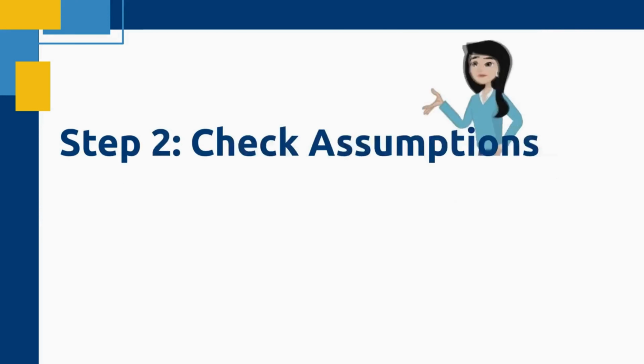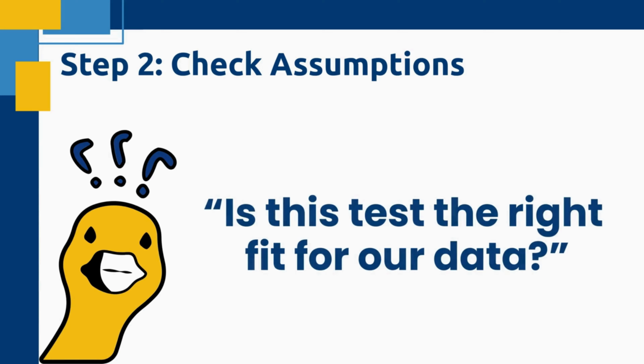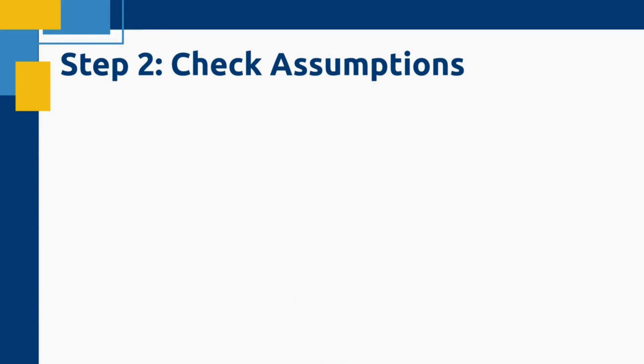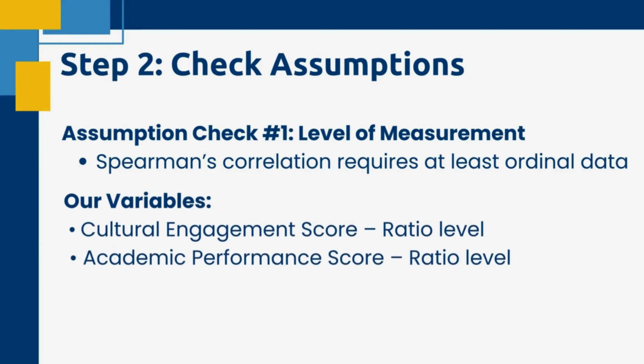Step 2. Check assumptions. Before we go ahead with the Spearman's rank correlation, we need to pause and ask, is this test the right fit for our data? To answer that, we check two important assumptions. First, our variables should be at least ordinal. That means the data should be something we can rank, like from low to high. In our case, we are working with cultural engagement score and academic performance score, both of which are ratio level data.